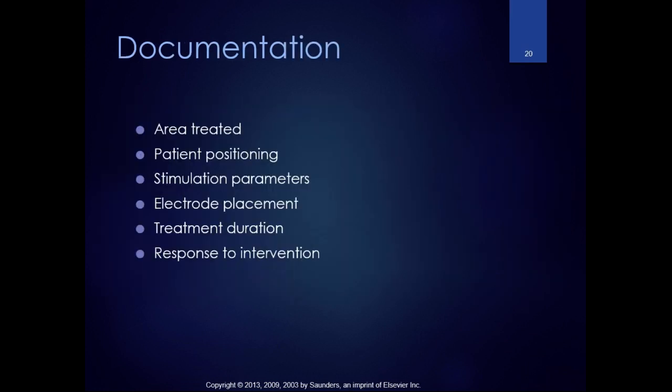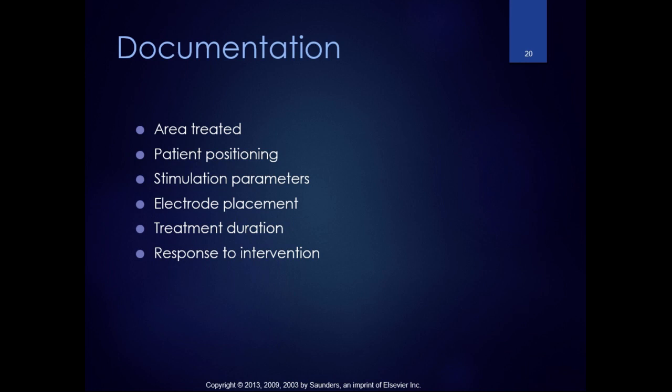Of course, you're going to document with IFC and with Ionto: area treated, patient positioning, Stim parameters, electrode placement, treatment duration, and response to intervention. And again, with the electrode placement, I like to take a picture and put that in the chart. Then, if you're seeing the patient the next time and you don't remember where you put it, it's right there. Or if another therapist is seeing them, there it is. A picture paints 1,000 words, right?